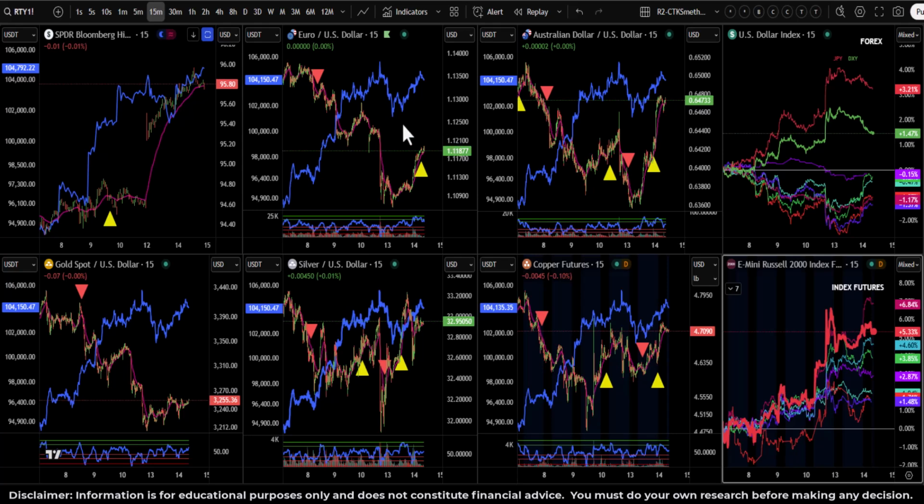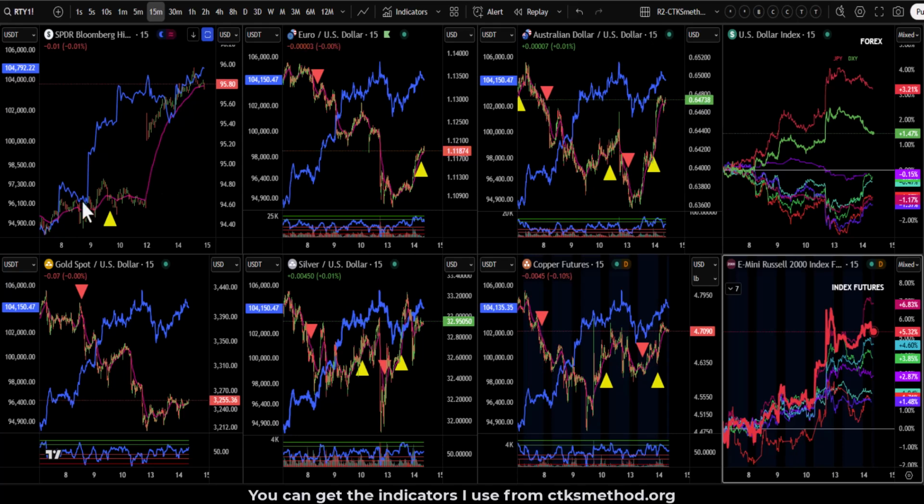Looking into row 2 of the cheat sheet, as the profiting student members do, and this is a template available inside that course. When we look at junk bonds, the euro dollar, the Aussie dollar, gold, silver, and copper, we're also looking at the forex pairs and index futures here.